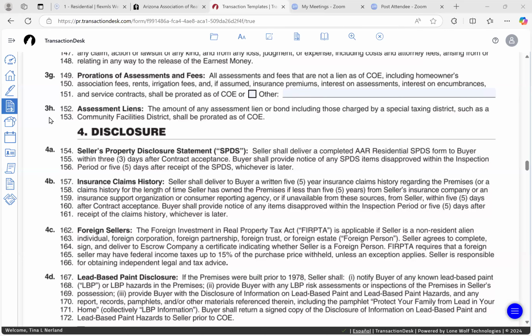And this is a conversation that you can have with title. As far as I'm aware, the exception is if it's their primary home and the purchase price is less than $300,000. Do not quote me on that. Things change all the time. Talk to your title rep or seek legal and tax advice.